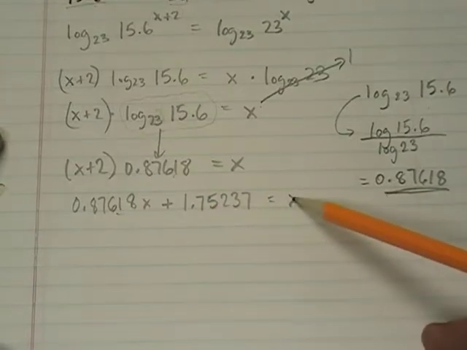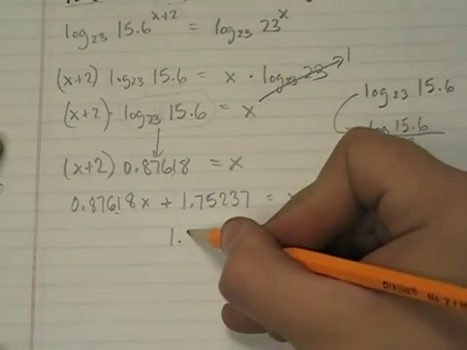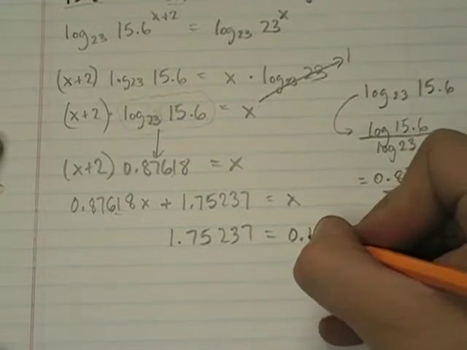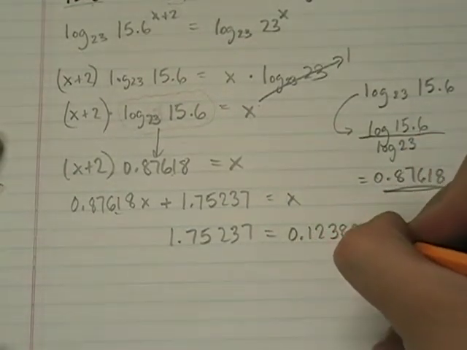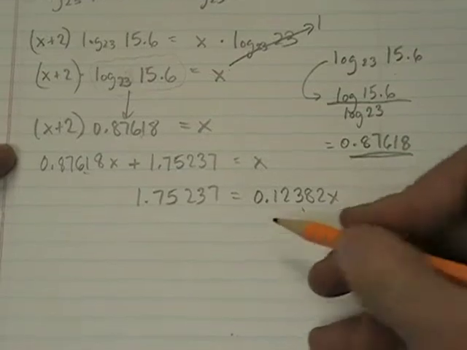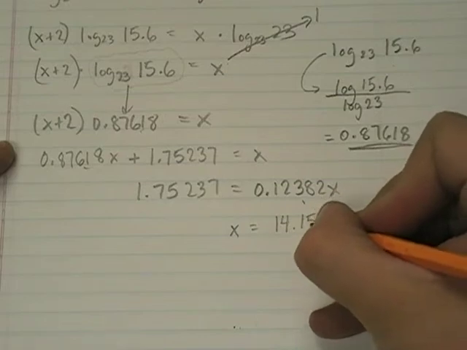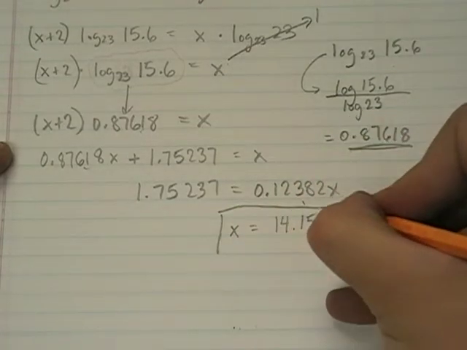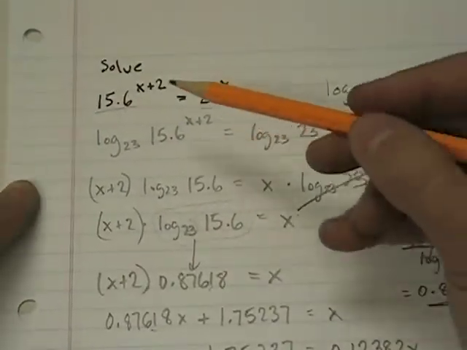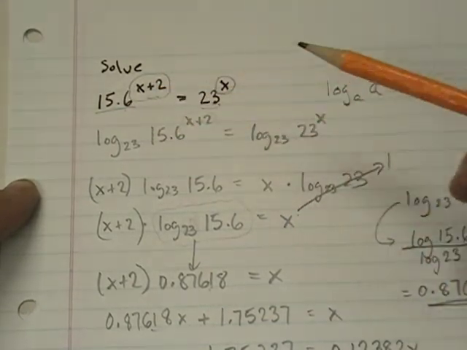Now what? Move this over here, divide if needed. So I end up with 1.75237 equal to 0.12382x. Now divide by 0.12382 and I get x equals 14.1526. And of course, if we wanted to, we could take this number and plug it back in here and here, and the two sides should come up equal.